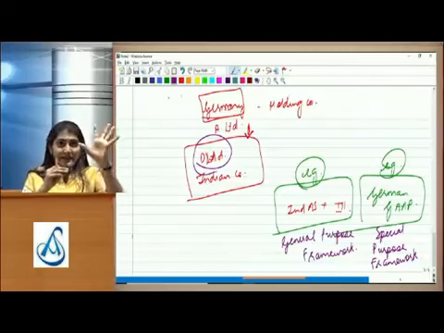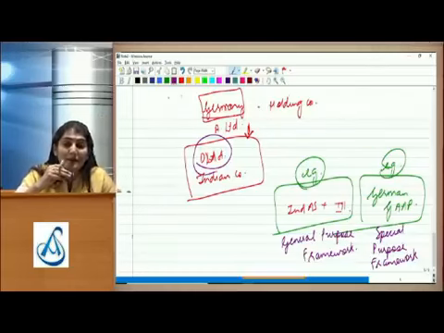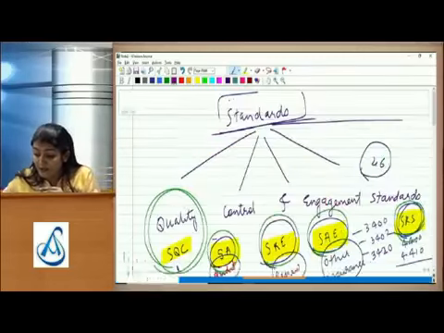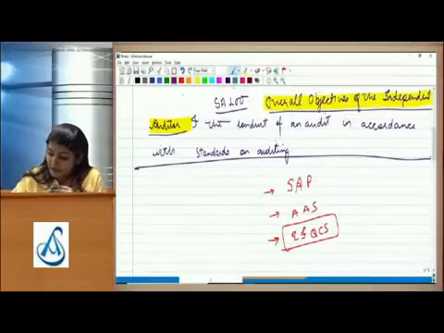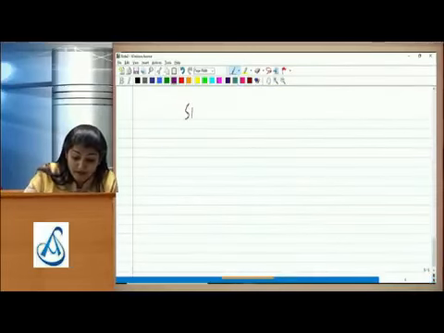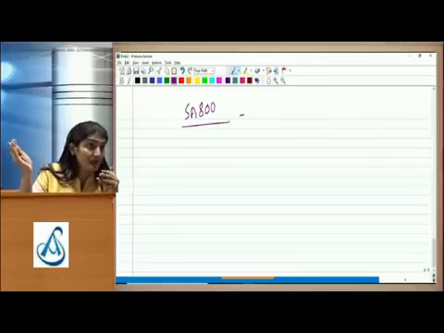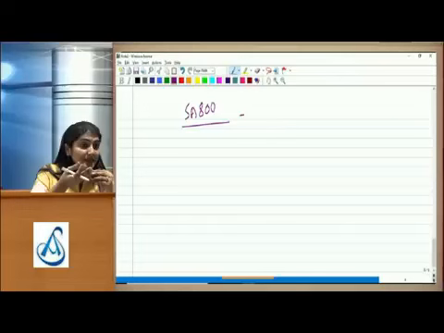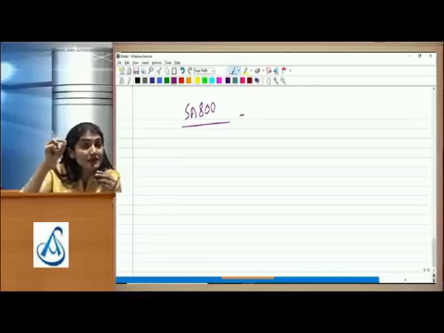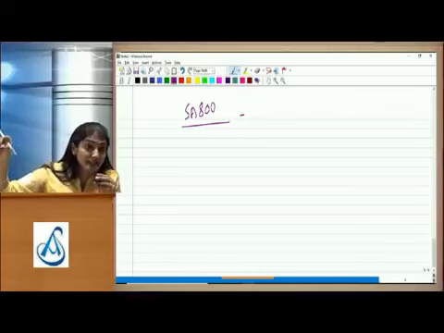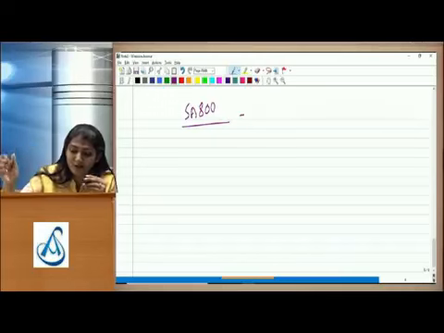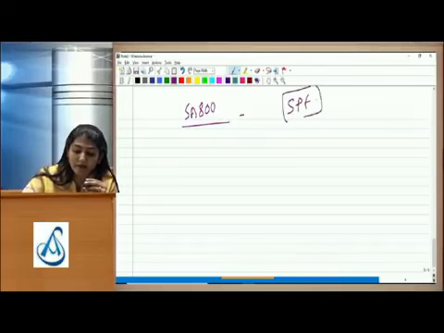Okay, so I've told you that, one, there is an AFRF, and second, this AFRF may be a general purpose framework or it may be a special purpose framework. Later on, when I take you to the title of SA 800, what does the title of SA 800 say? Just listen to me right now, as you don't have the books to see it. Special considerations: audits of financial statements prepared in accordance with special purpose frameworks.